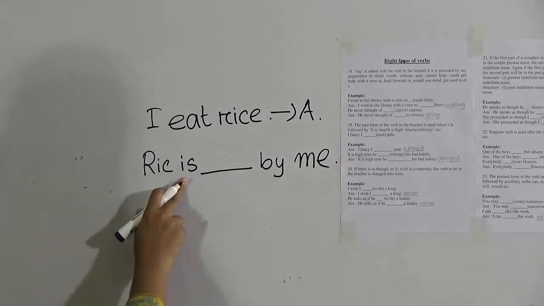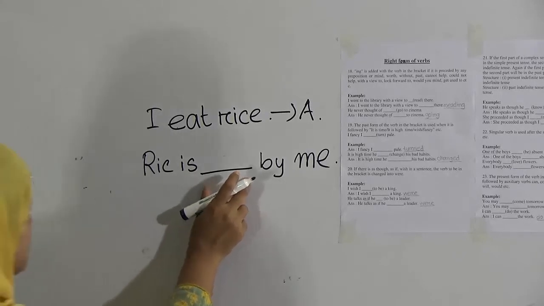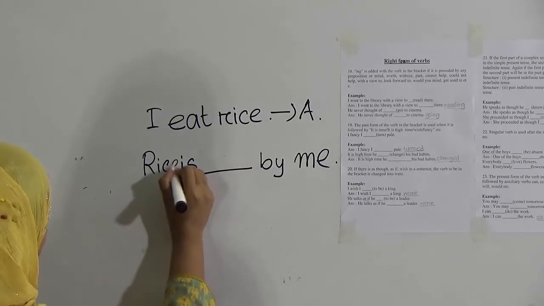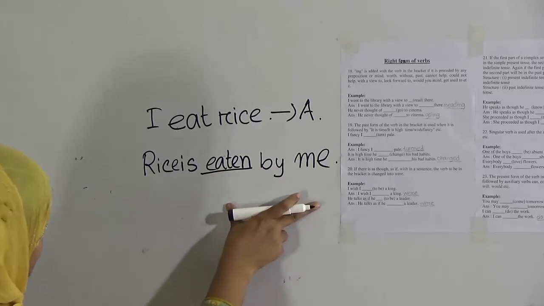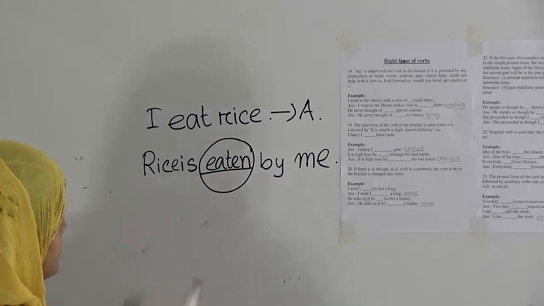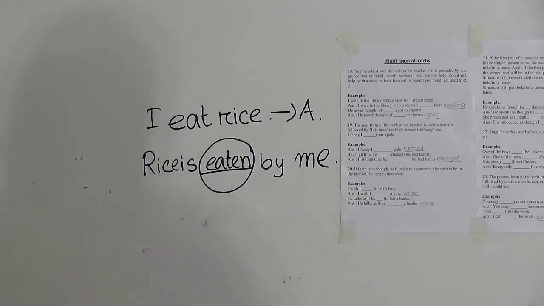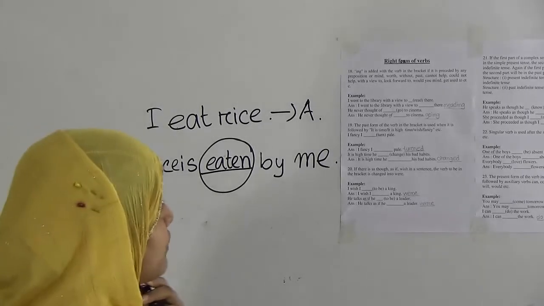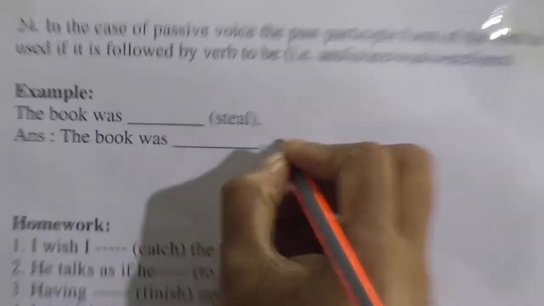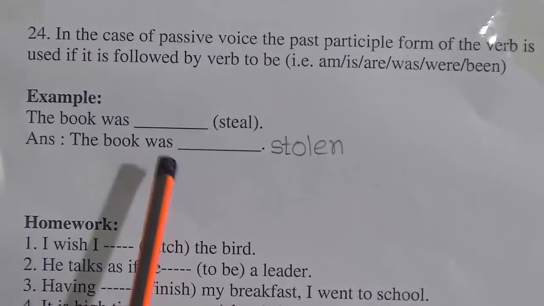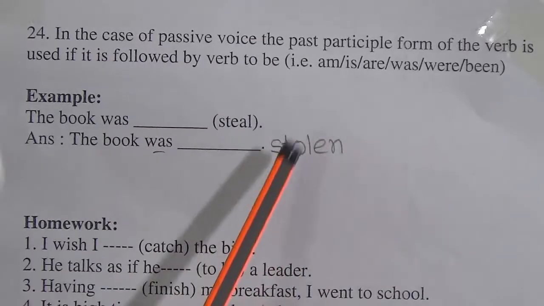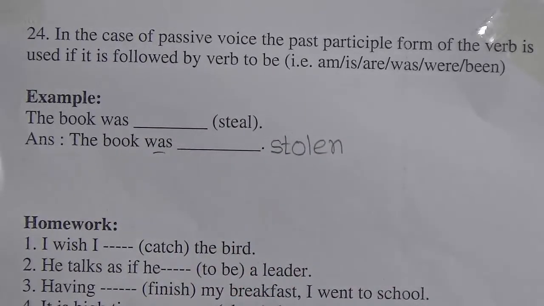We know after is we have to use the past participle form of the verb according to the rule of voice. So here: rice is eaten by me. Here you can find the past participle form of the verb, eaten. So the book was stolen; you have to write stolen as the past participle form. Look, the auxiliary verb is given, so simply we will use the past participle form of the verb.